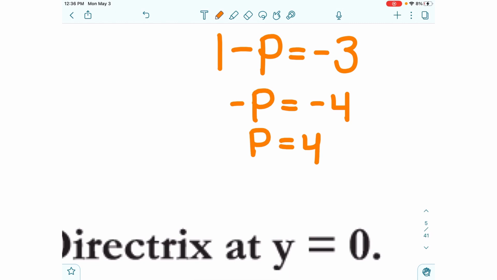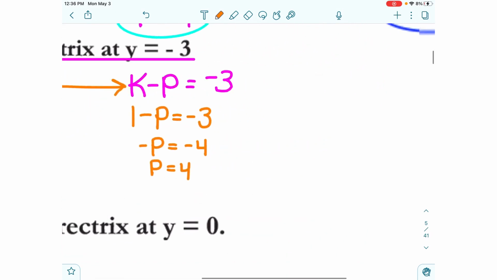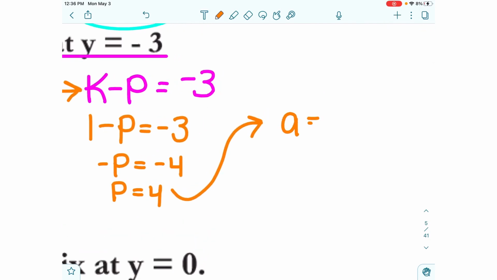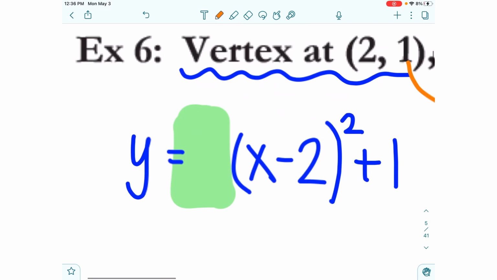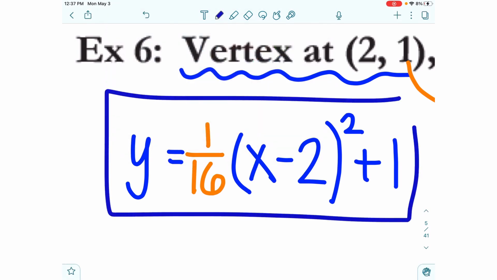And if I subtract over the 1, I get -p equals -4, which leaves me with p equals +4. Now, that's not the number that goes in the front. That's not this number yet. But it tells me what the p value is. So to find the a value, I can do 1 over 4p, which is going to be 1 over 4 times 4, which is 1 over 16. So the a value is 1 over 16, and now I'm done writing the equation. That's the answer.